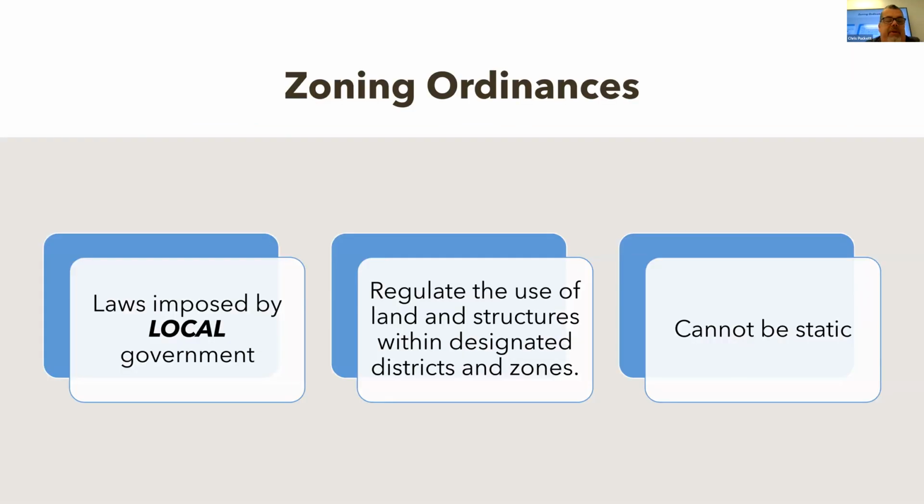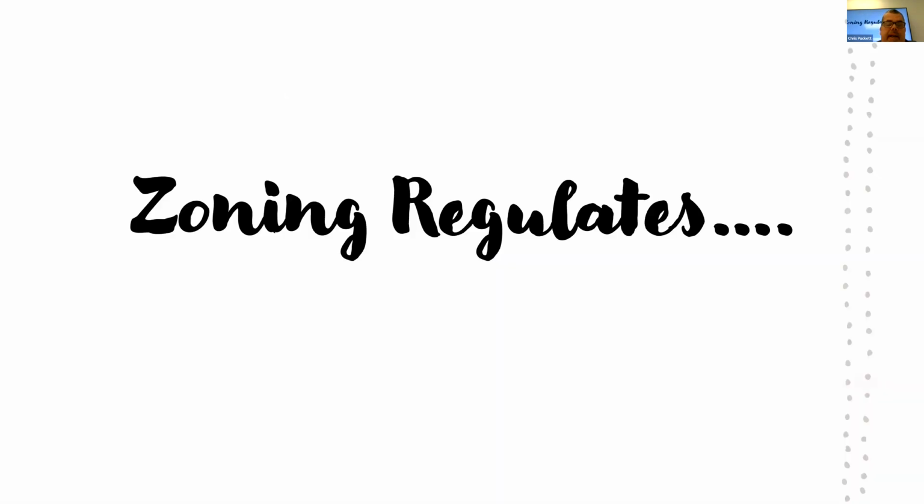A couple things to remember about zoning. Zoning is always local in nature. There are no statewide zoning ordinances. So unfortunately, as we talked about earlier, every municipality is different. Couple things about zoning. It does regulate land use, what type of structure, what kind of business can go there, and they cannot be static, which means they change, or they can be changed. All right, any questions before we get into what zoning regulates?